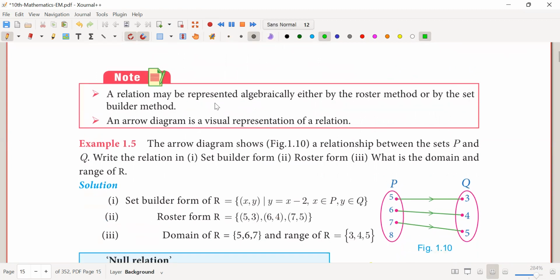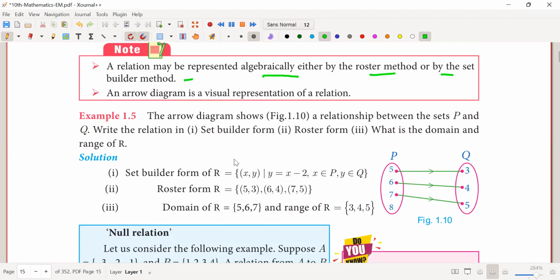Note, a relation may be represented algebraically either by the roster method or by the set builder method. What is roster? What is set builder? Set builder method is like {x : x is a ...}, x is a set of. Okay. And the roster form is {a, b, c, d}. Okay, they will be giving the exact data, like prime numbers less than 10, prime numbers less than 8, right? Okay, it will be given in set builder form.